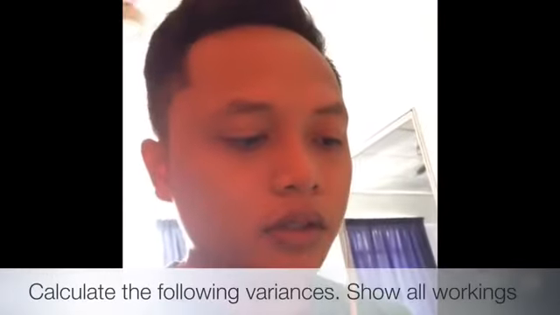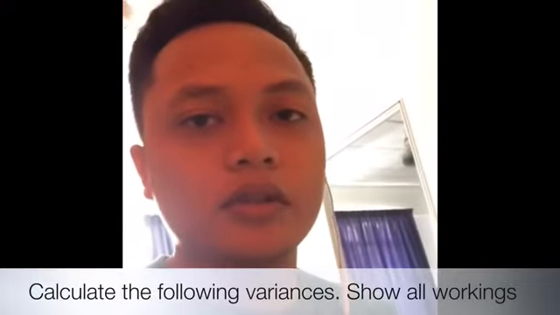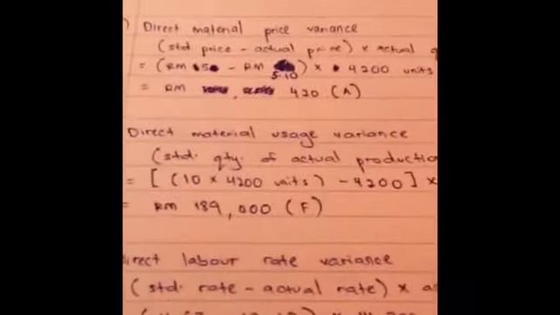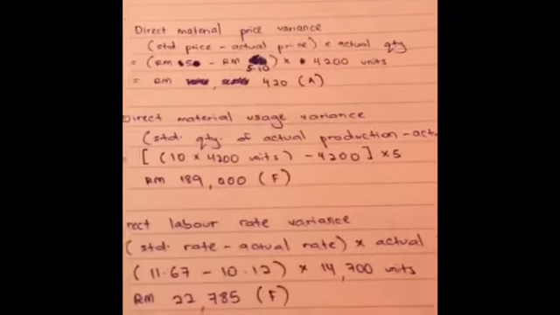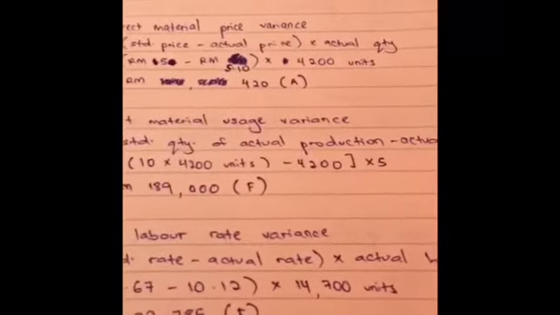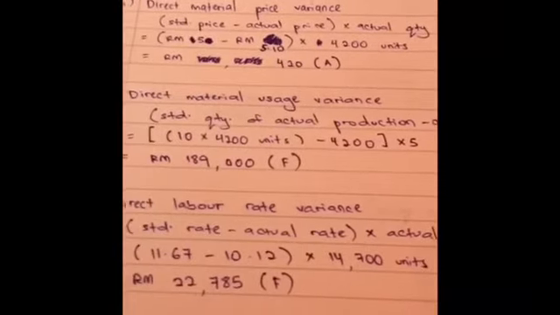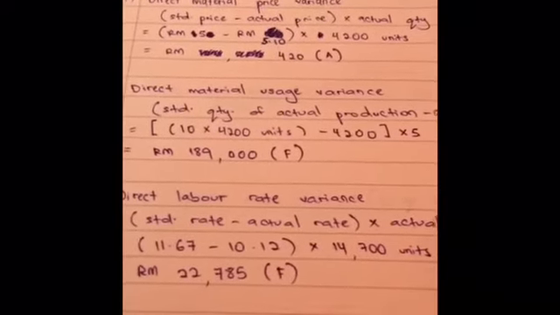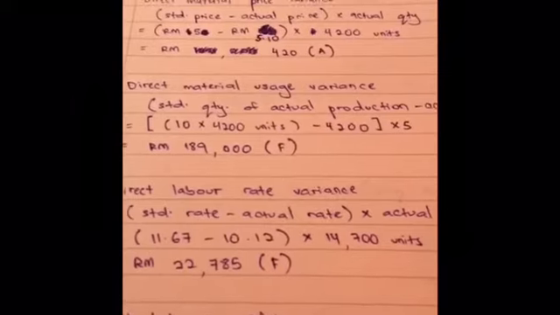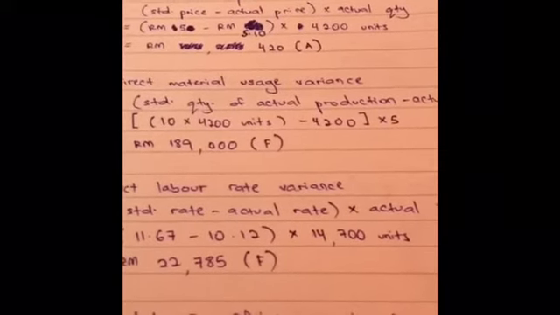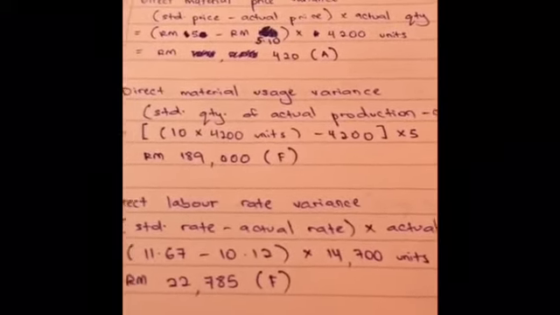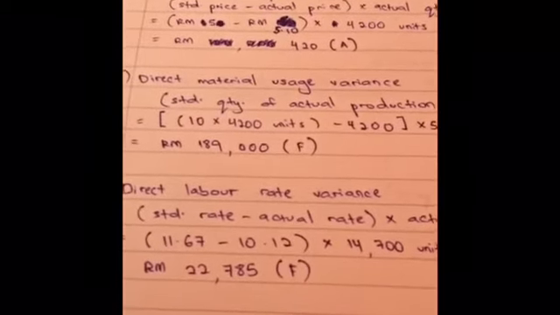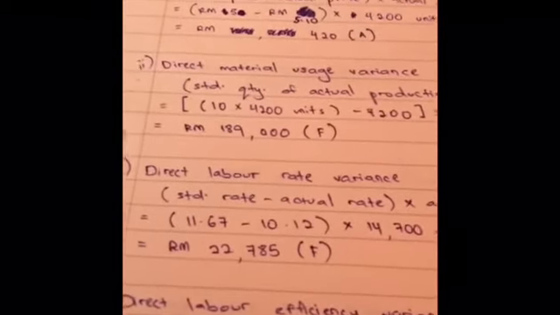Okay, now we are going to present question 5b. The first question is direct material price variance. The formula is standard price minus actual price times actual quantity. The standard price is 5 ringgit minus 5 ringgit and 10 cents, multiplied by 4,200 units. We will get 420 ringgit adverse.